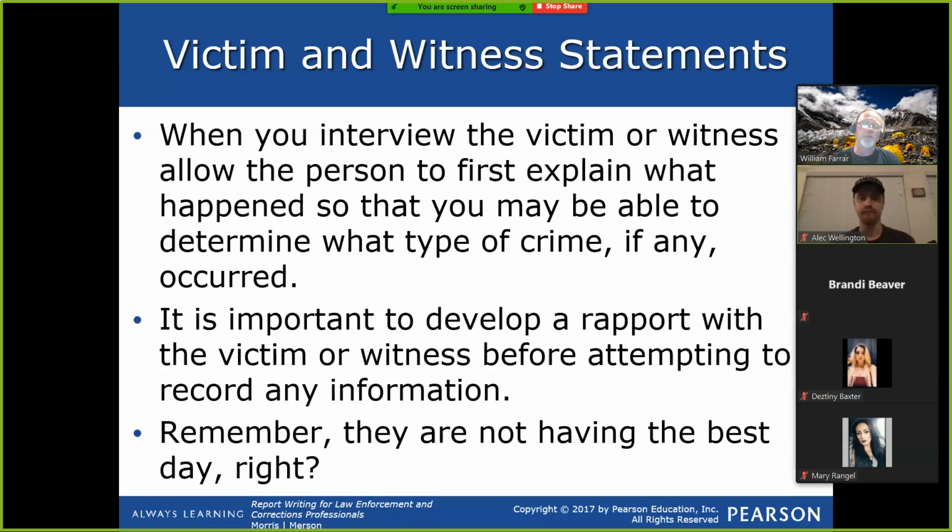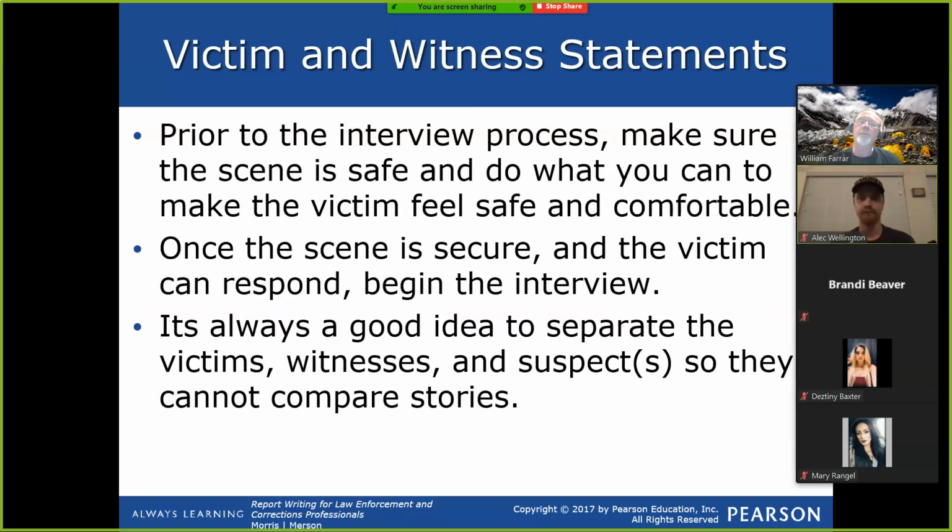Not just, hey, can I have your ID? Write down some stuff and say, okay, anything taken, and then okay, see you later. Here's the card with your report number on it. That's not what you want to do.